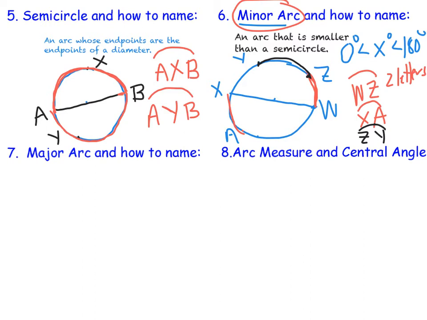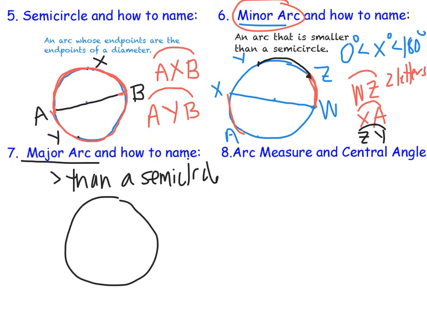I bet you can guess what a major arc is. A minor arc is going to be less than a semicircle, so a major arc is going to be greater than a semicircle. What is that going to look like? Well, you're going to have a circle, of course. If we put a diameter on here, then it's really easy to tell where half of a circle is. So we have X, Y, Z, W, A, and B. A major arc is greater than a semicircle.